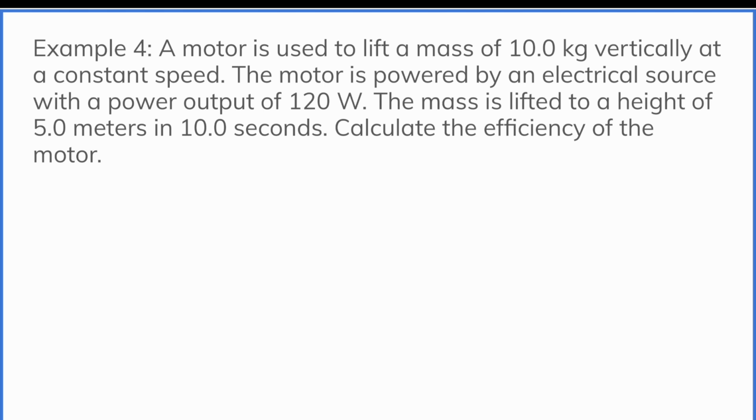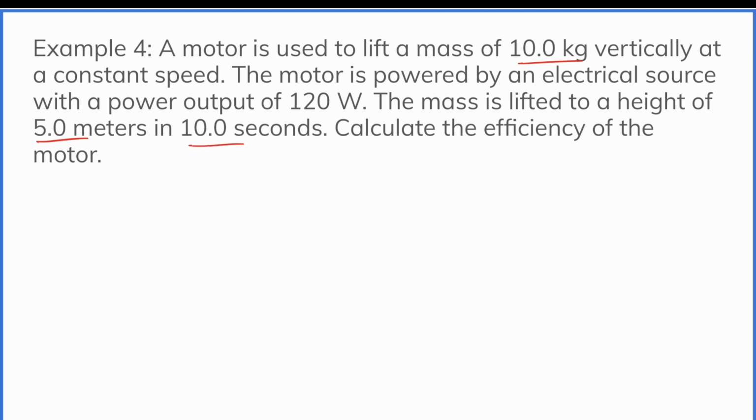Okay, in this question we have a motor and it's lifting 10 kilograms of mass vertically at a constant speed. The motor is powered by an electrical source with a power output of 120 watts. The mass is lifted to a height of 5 meters in 10 seconds. Calculate the efficiency of the motor. Okay, so there's a few clues in this question here. We have a 10 kilo mass being lifted 5 meters in 10 seconds.